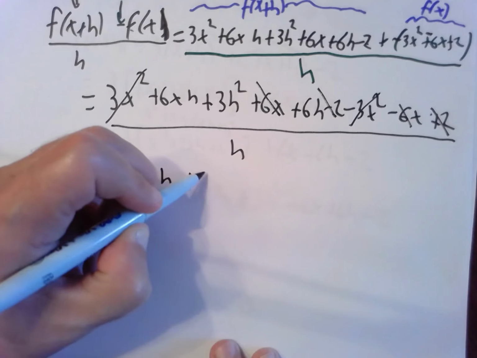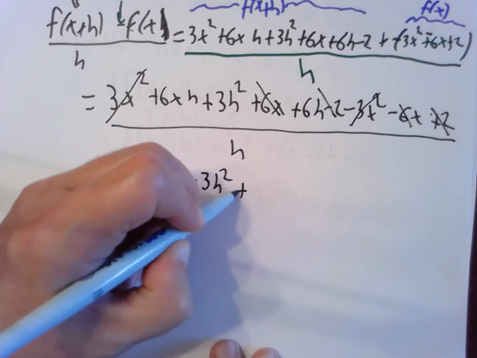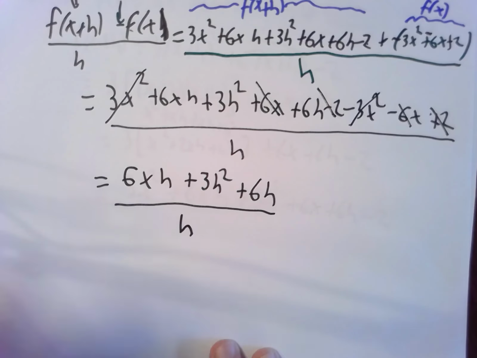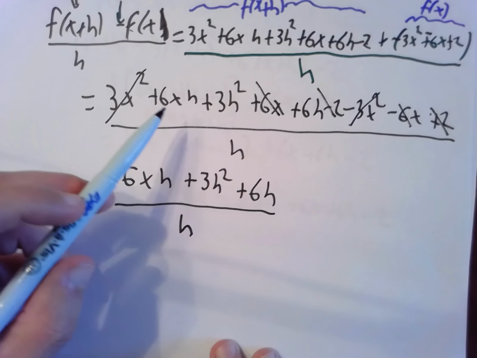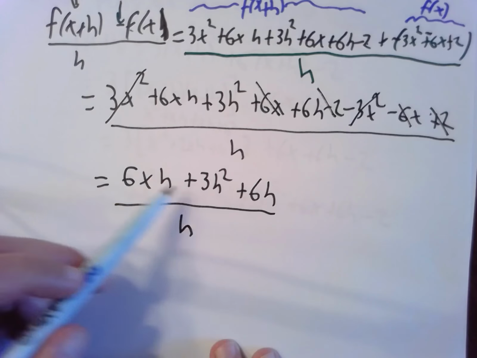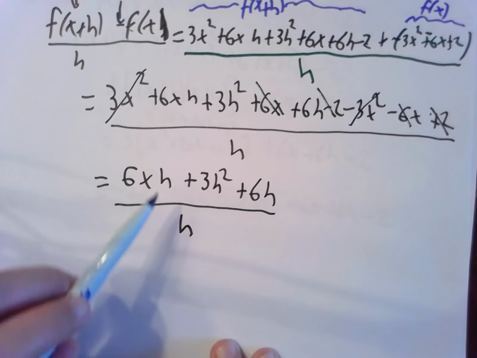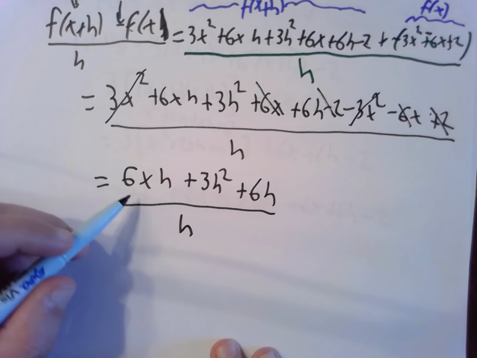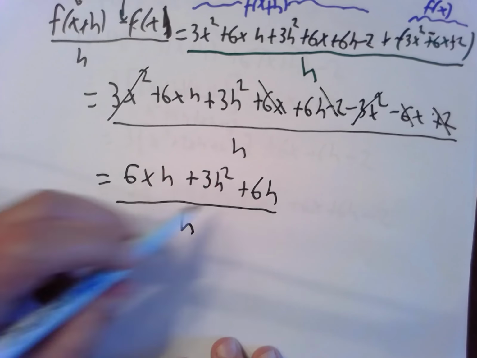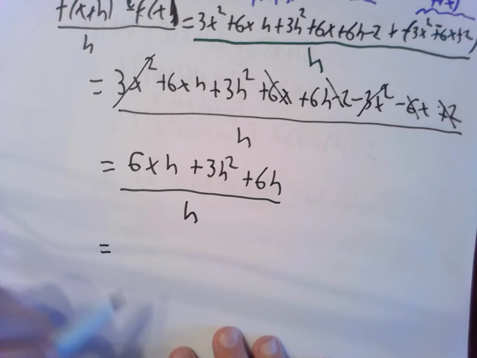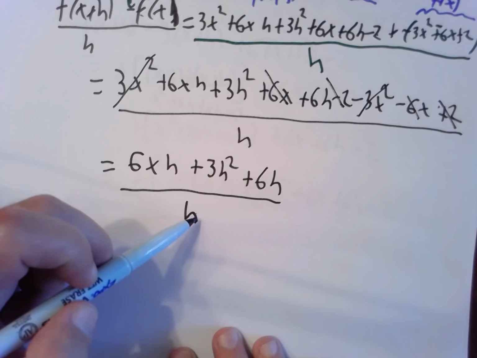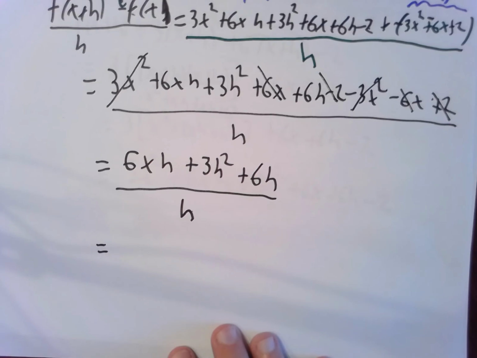6xh plus 3h squared plus 6h all over h. It's everything that's left over, and they all have an h. That will happen every single time. Everybody has an h. Next step, every single time, factor out that common factor of an h. You can't cancel here. You can't cancel here. You can't cancel here. You can only cancel factors, not terms.